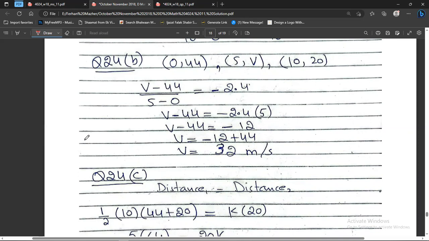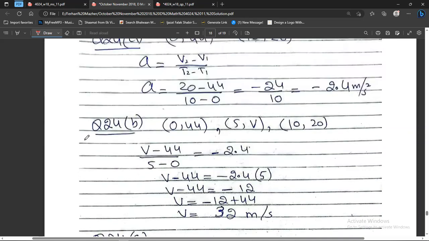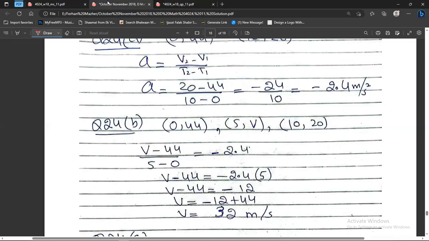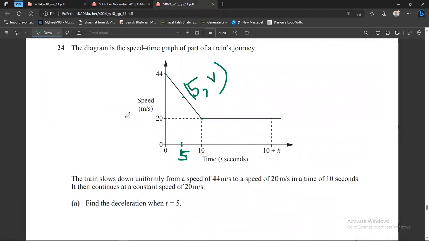So V minus 44 divided by 5 minus 0 will be equal to minus 2.4. We have just found that gradient. So V minus 44 will be equal to minus 2.4 multiplied by 5. V minus 44 will be equal to minus 12, and V will be equal to minus 12 plus 44. And V will be equal to 32 meter per second. So the velocity when the time is 5 is 32 meter per second. That is the right answer, sir.